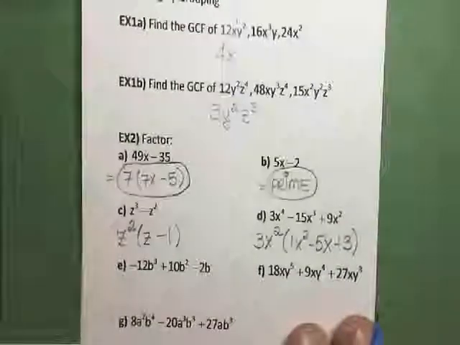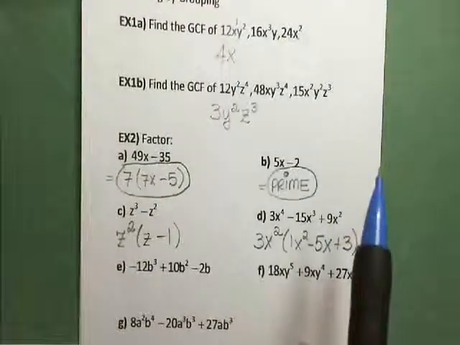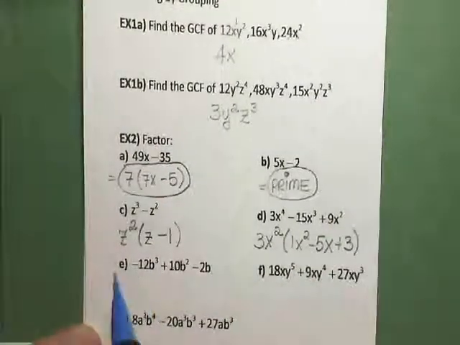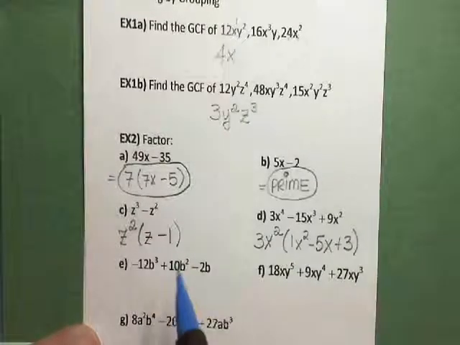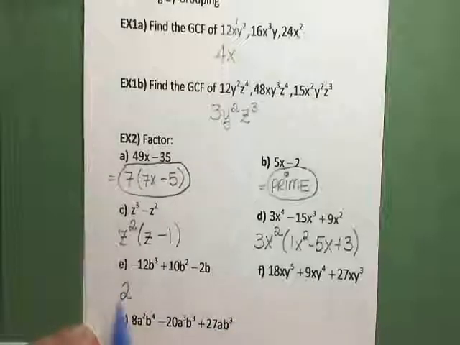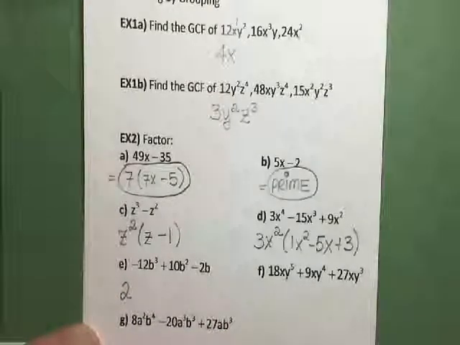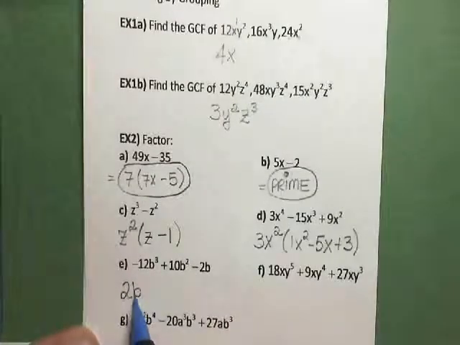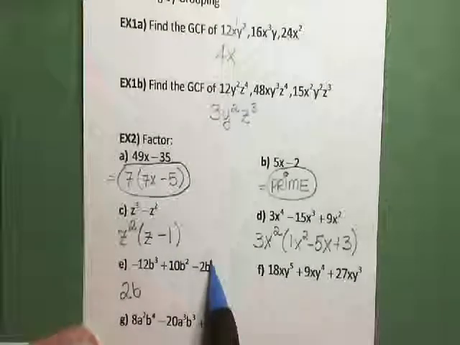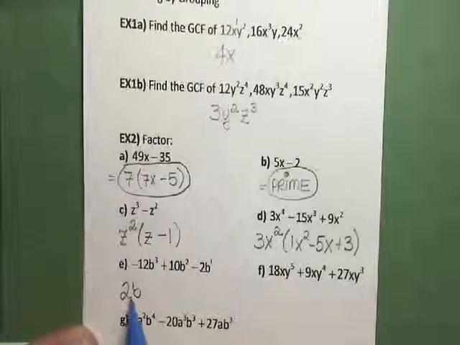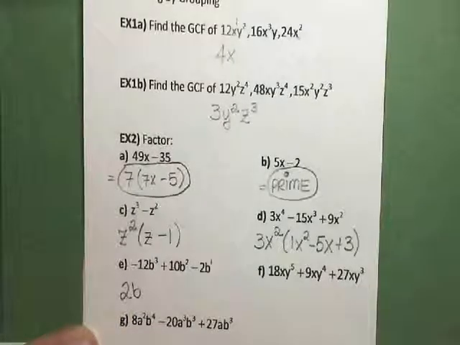Let's continue on. Here's letter E. What is the biggest number that goes into 12, 10, and 2? The answer is 2. And also, can I factor out a b? Yes, I can. How many b's can I factor? Well, the smallest exponent would be this invisible 1. So it would be 2b. That's what I can factor.